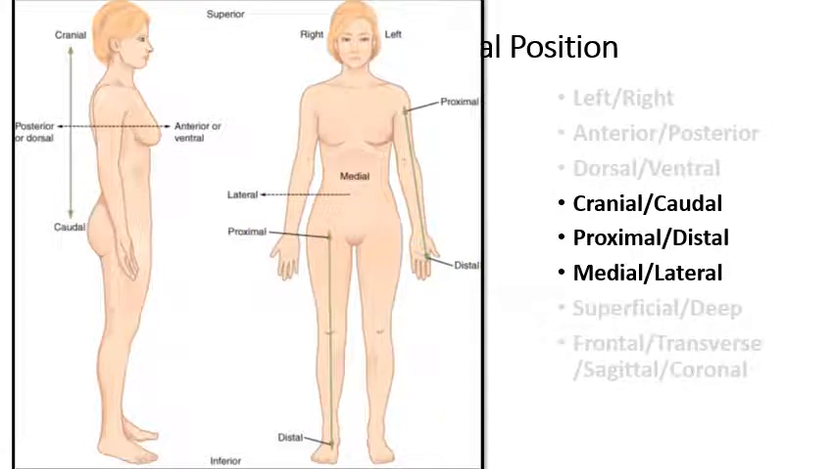Okay, so of course cranial and caudal mean up and down, superior and inferior respectively. Proximal and distal is generally referring to the arms and legs and parts of the arms and legs and how close they are to the torso. And then medial and lateral. Lateral means farther away from the center, and medial means closer to the center of the body. This is the center, actually.